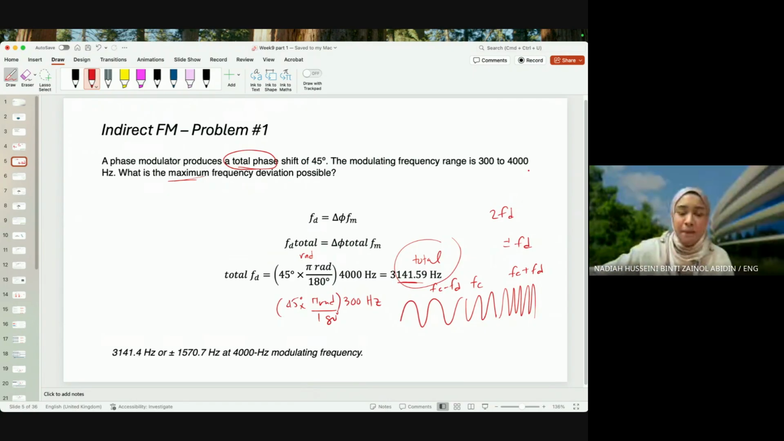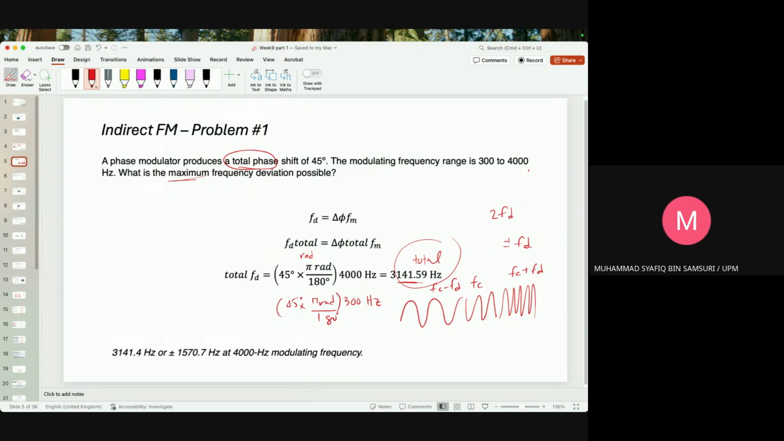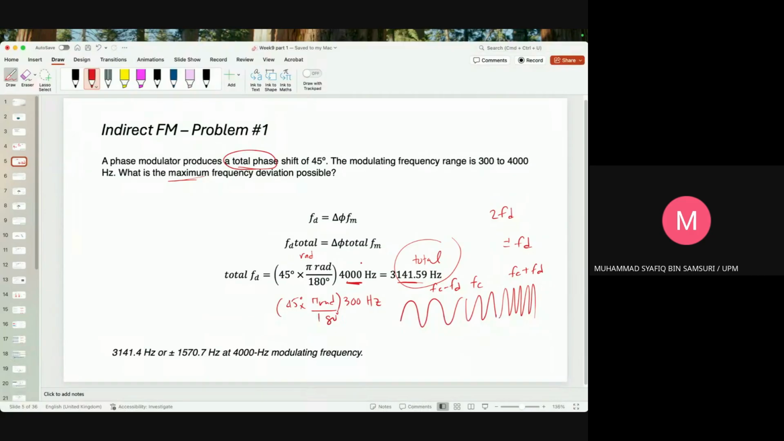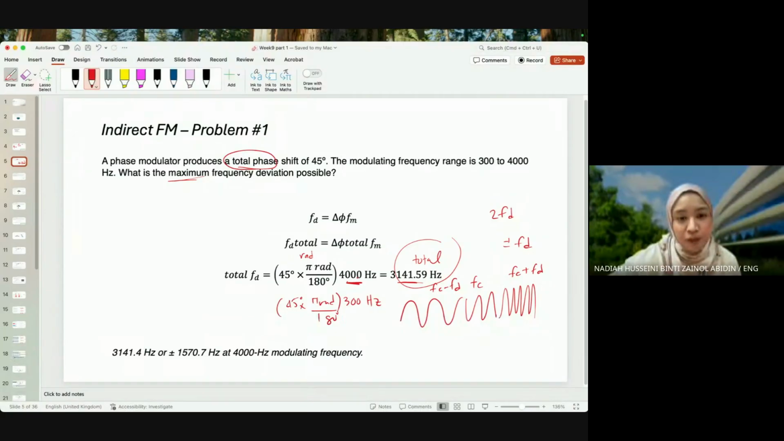Okay. But the question is about the maximum, right? So for the maximum, it's better to take 4,000 rather than 300. Yes, correct. Because it's talking about maximum. That is why I inserted FMS 4000. If there is no maximum, then you would have to find out both values and find the range.